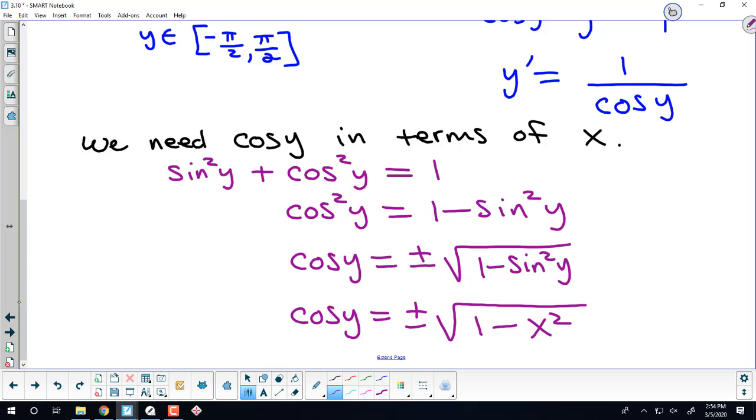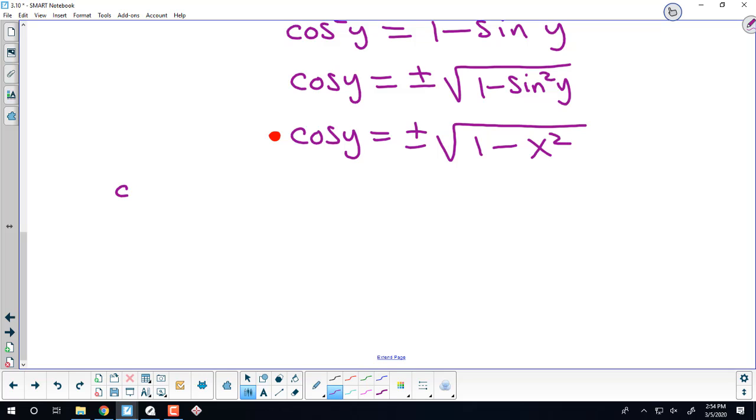So that's great. We've got cosine in terms of x, but we don't want two different derivatives if we can avoid that. We don't want to say our derivative is 1 over the positive root of 1 minus x squared, and our derivative is 1 over the negative root of 1 minus x squared. So this is where we go back to our original y, from y equals inverse sine of x. We know if we're dealing with that function, y has to be in this interval. And so does that tell us anything about cosine?